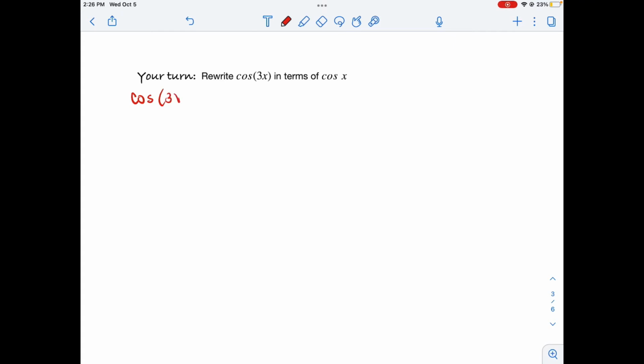Okay, we're doing a very similar process for this one. So I want to rewrite cosine of 3x as cosine of 2x plus x. And my sum formula for cosine is cosine of the first angle times cosine of the second angle minus sine of the first angle times sine of the second angle. So everywhere I see that double angle formula, I'm going to replace it.